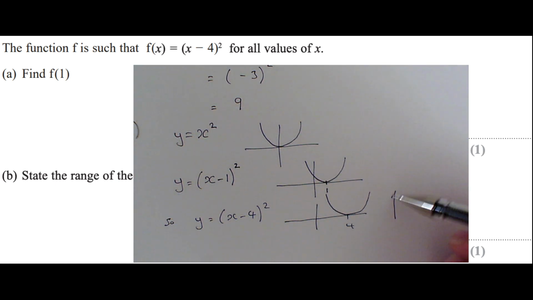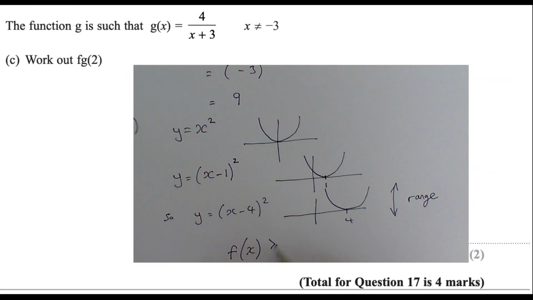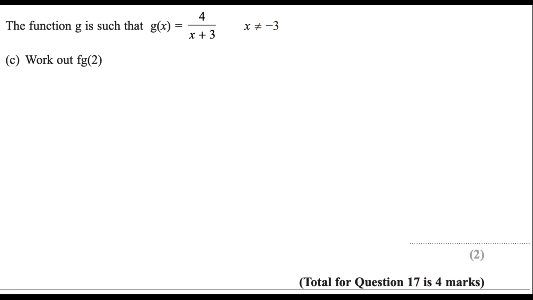And that's it. Now you can see the up-downiness of this graph, it might go up into the air forever and ever, but it never goes negative, it's never below 0. So I'm going to say the range is always greater than or equal to 0. You can never get a negative value out of it. Okay, that's how to answer that question.